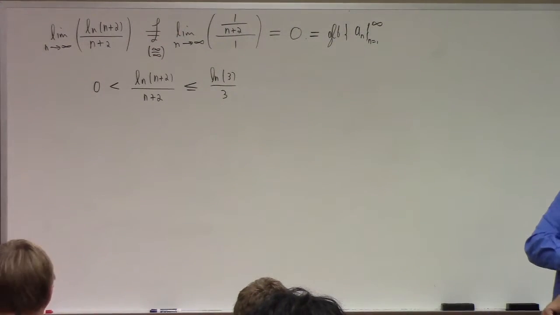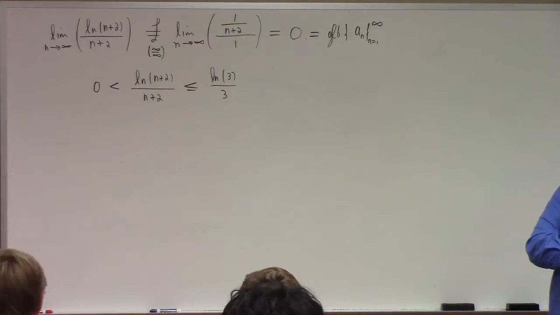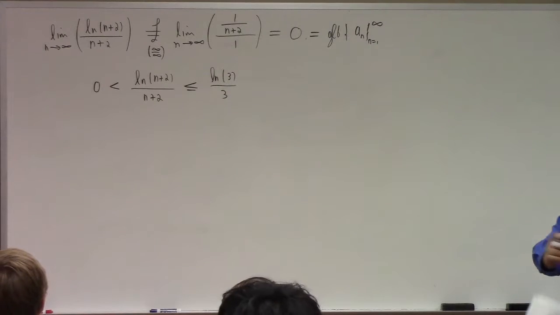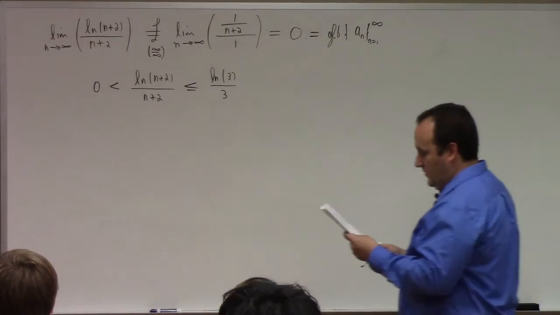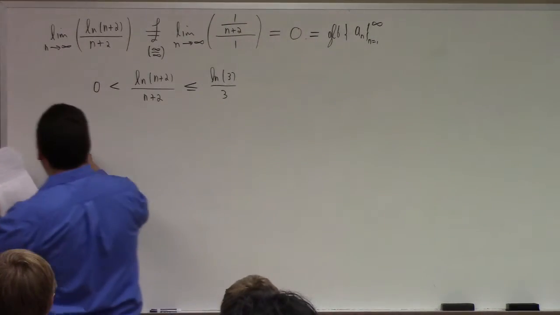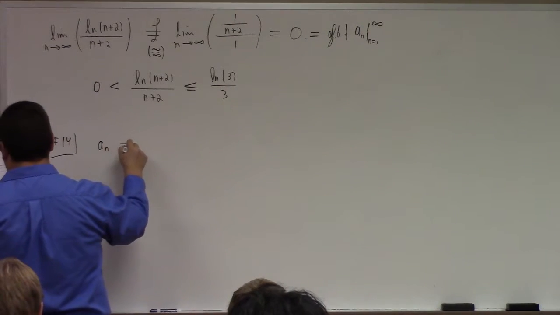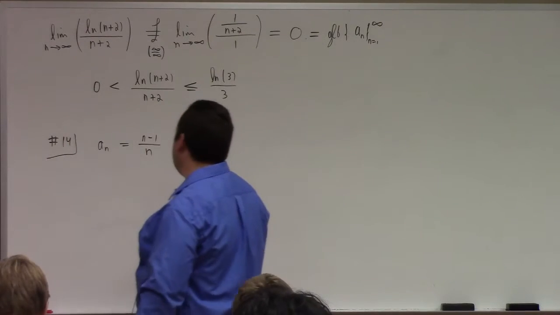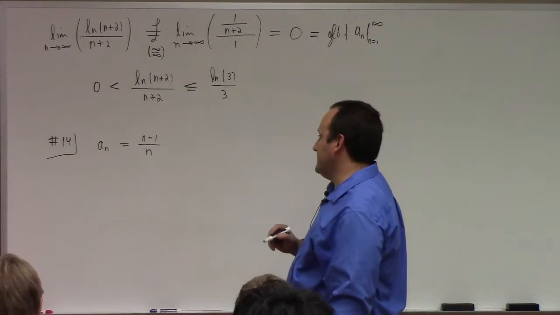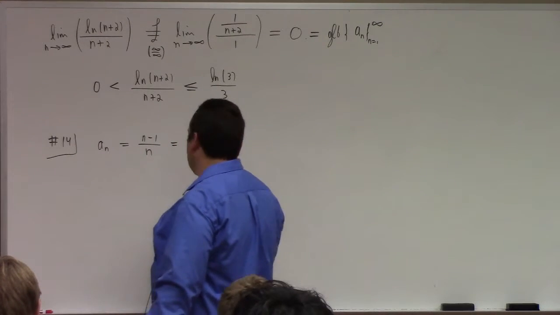So if we can use the bounded monotonic sequence theorem, we can sometimes save ourselves some direct argumentation. If you're looking for one where we determine the boundedness directly, here I'll look at number 14. Try to do something a little bit simpler. Here we have a sub n equals n minus 1 over n. I would rewrite that as 1 minus 1 over n, right?